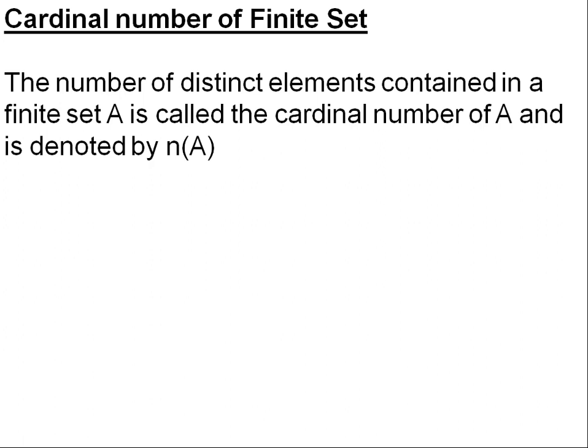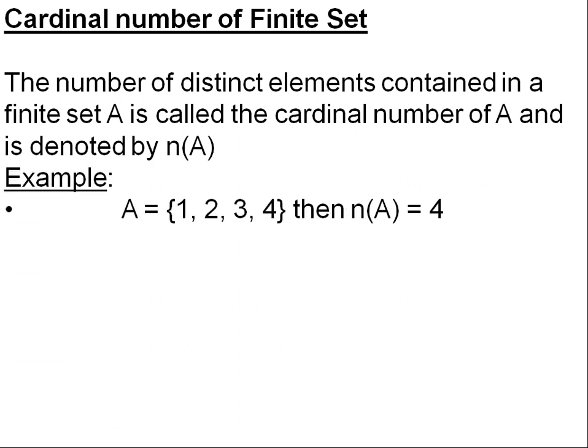So in this case I have taken a finite set A. The cardinal number of this set A will be denoted by lowercase n within circular brackets, n(A). So the cardinal number of A is going to be denoted by this symbol. As an example, we can talk about a set A equal to within curly brackets 1, 2, 3, 4. Then the cardinal number of A will be 4, as there are 4 distinct elements in this set.